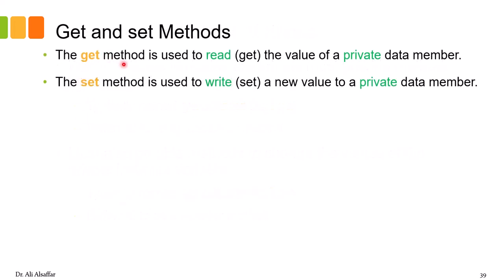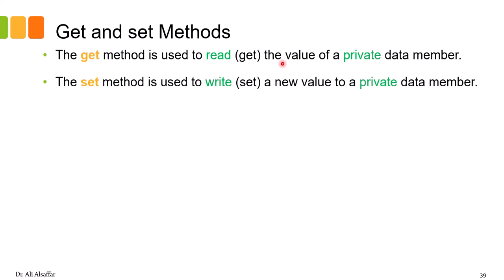So the get method is used to read the value of a private data member. And the set method is used to write a new value to a private data member. So here you are going to write a new value. And again, if the data is not private, then you don't need these methods. These methods are only for when the data is private.